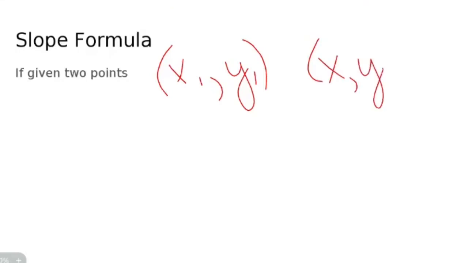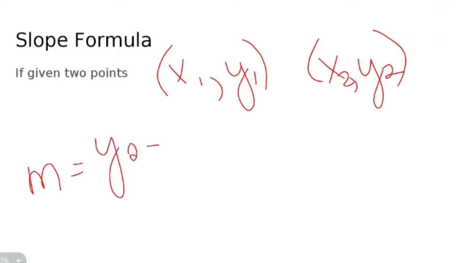So if I give you 2 points, the first thing that we do is label them x sub 1, y sub 1, and label them x sub 2, y sub 2. Forgot the 2 there. Okay, that's what we do if we have the slope formula. So if I give you 2 points, label those 2 points, and then plug them in this formula right here.